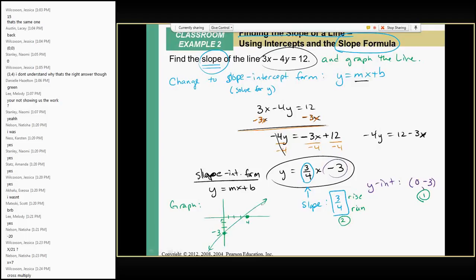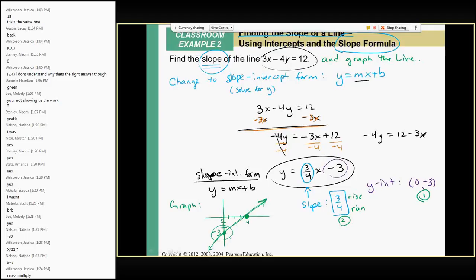And if they're asking you to graph using slope-intercept, they are going to be looking for those 2 points. They're going to look for this guy first, and then they're going to look for the next point if you're using your slope. You guys are learning a lot today. A lot. Good job.